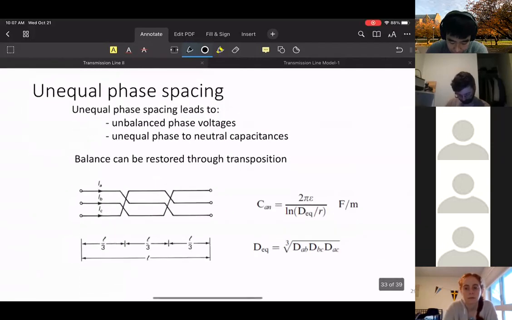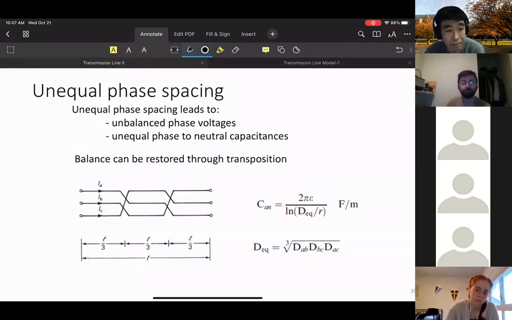All right, so how do we make a balanced system more balanced? If we had unequal spacing, maybe we cannot have a triangle all the time. But let's say the lines are flat, then we again transpose the line to make them look more balanced or more symmetric. And again, the effective or equivalent distance is now the geometric mean of the three distances we have. If you keep transposing lines, then over a long run, on average, the distance between every phase will be equal to every other phase, and the effective distance is just the geometric mean. That's, on average, how far away the lines look to each other. So that's why we do transposing, again, to make our lives a lot easier.